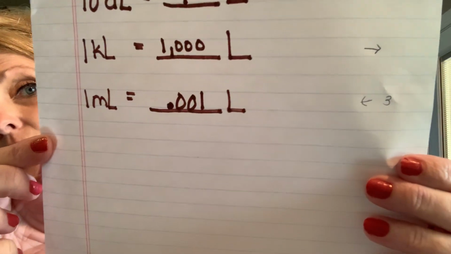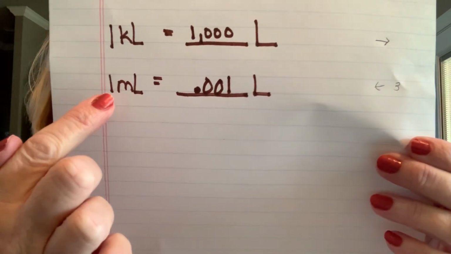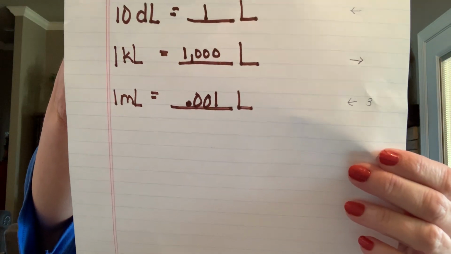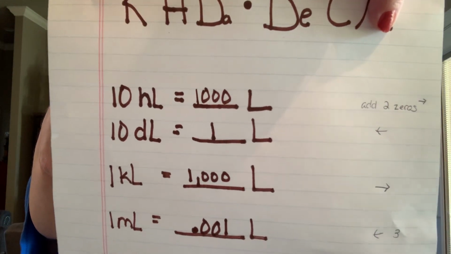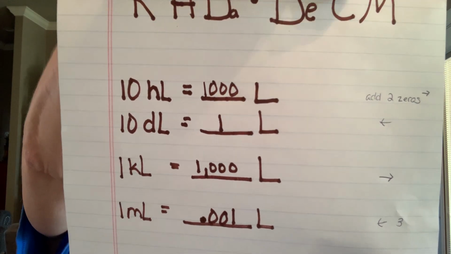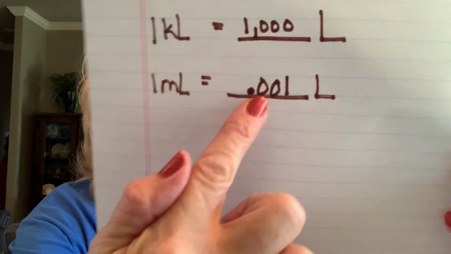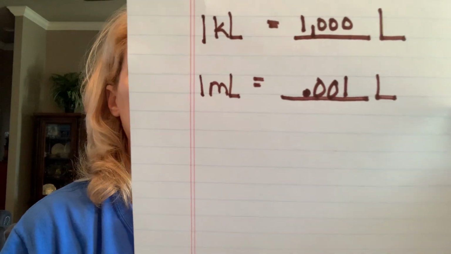Then you have 1 milliliter, so you're starting over here at the milli, and you go 1, 2, 3, so that would be 1/1000th of a liter.